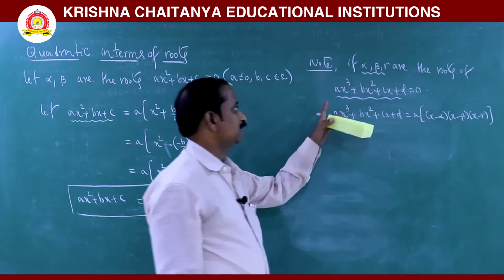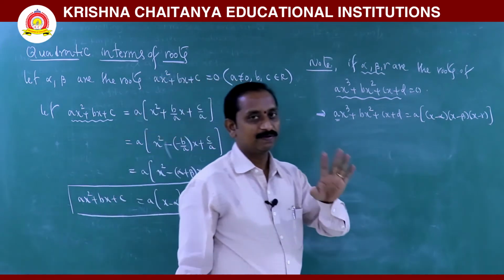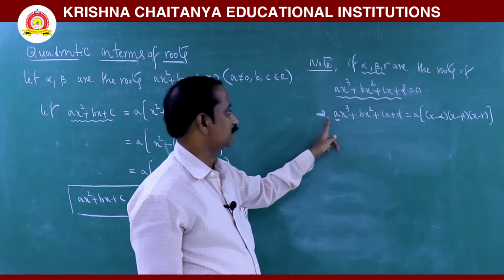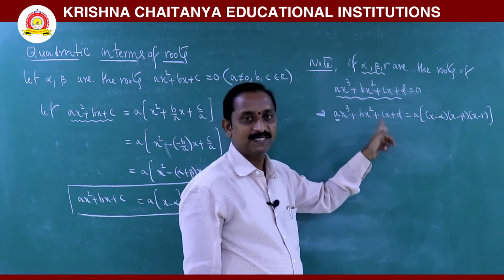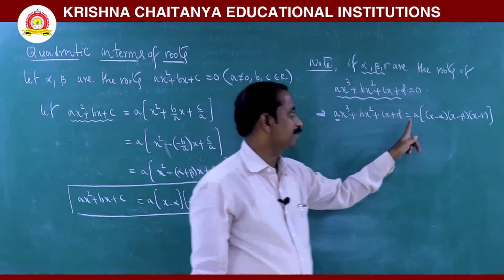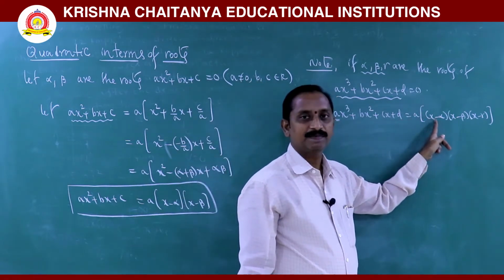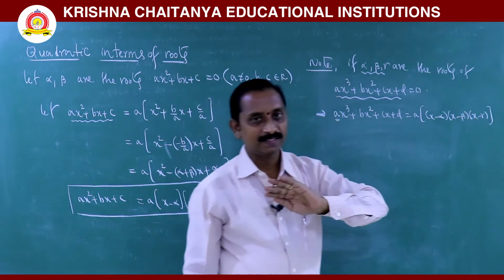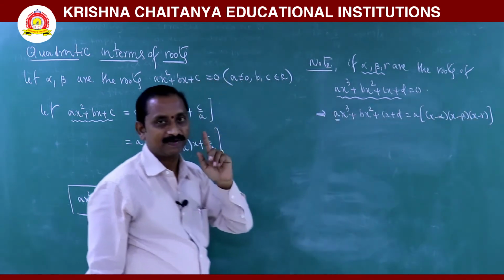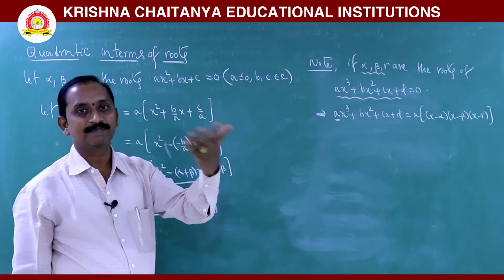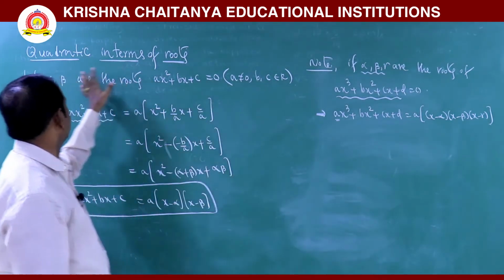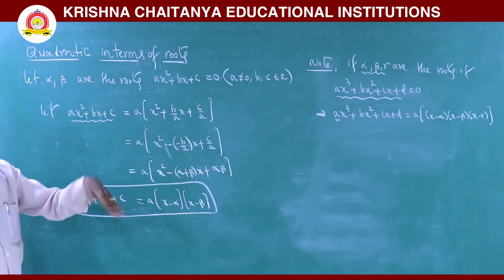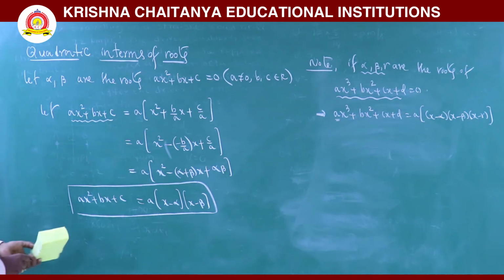Same for fourth degree polynomial, roots are alpha, beta, gamma, delta. For fourth degree polynomial ax power 4 plus bx cube plus cx square plus dx plus e can be expressed as a into x minus alpha into x minus beta into x minus gamma into x minus delta. In similar manner, we can express nth degree polynomial in terms of roots. So this is the concept of quadratic in terms of roots as well as cubic as well as fourth degree up to nth degree.